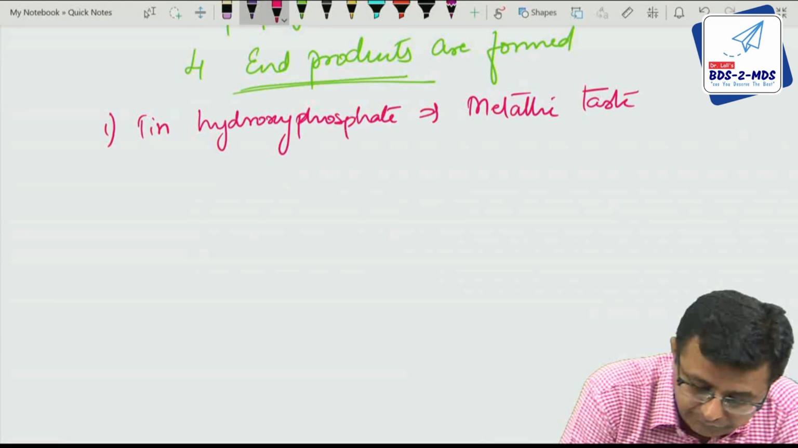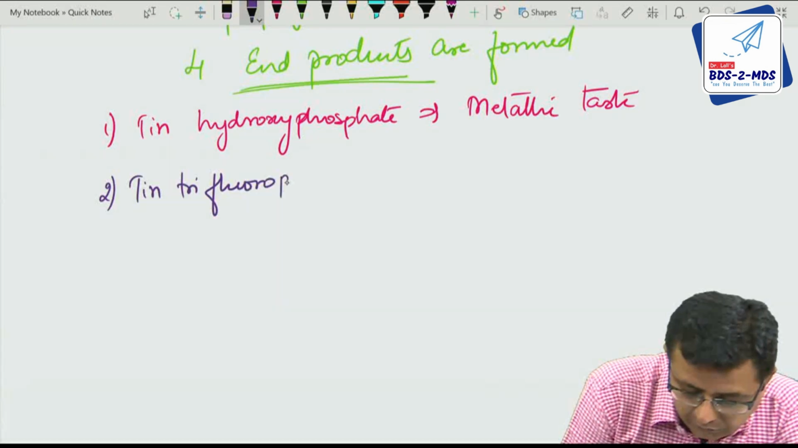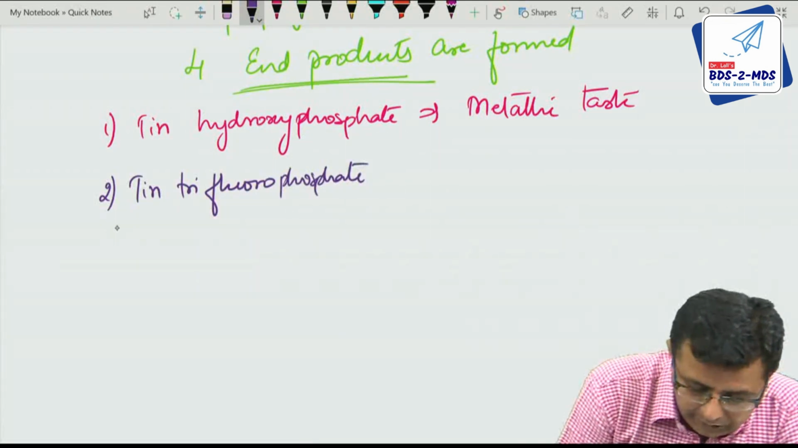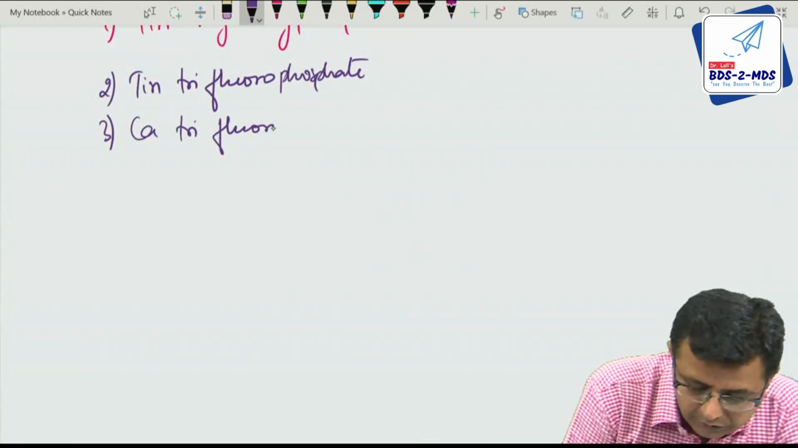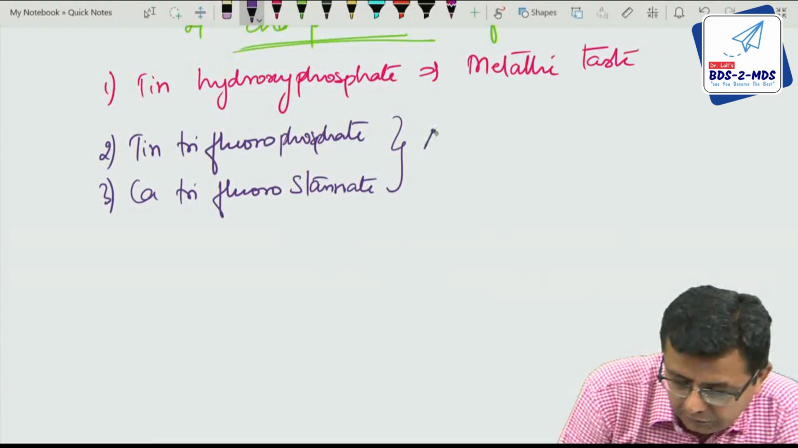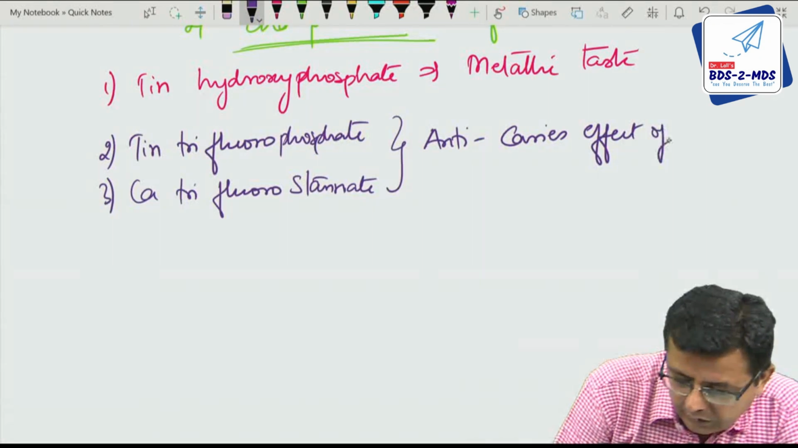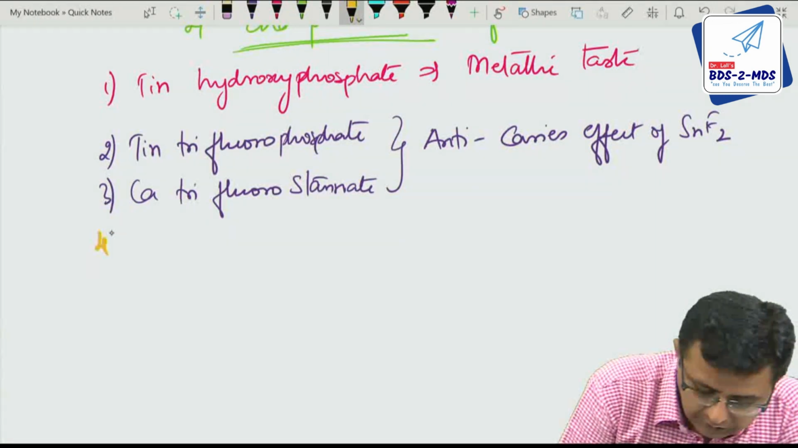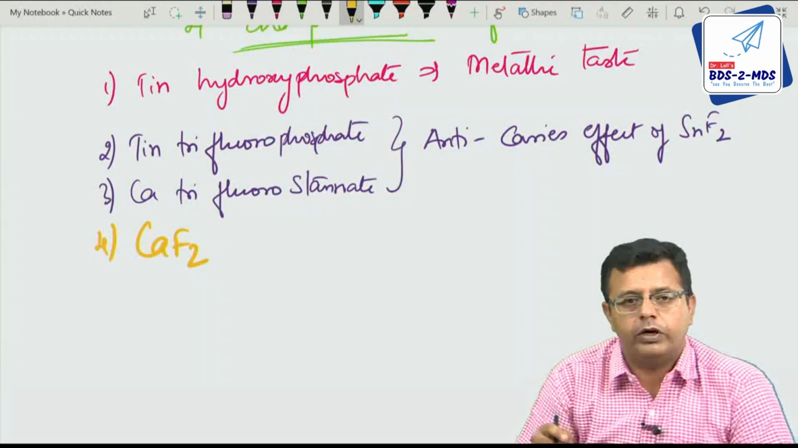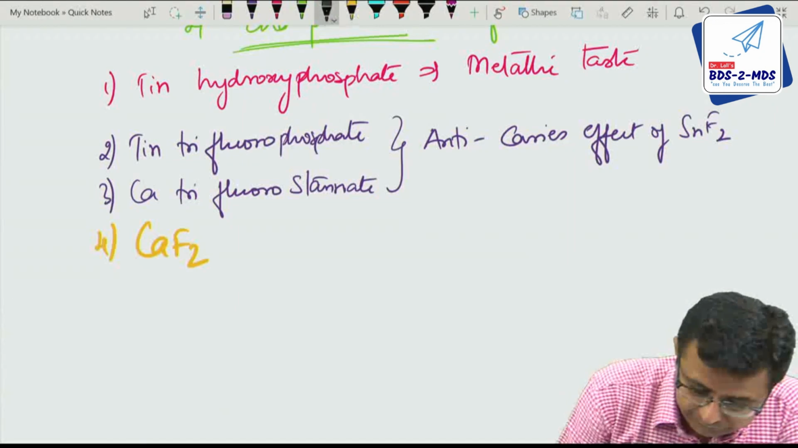The second is tin trifluorophosphate, and the third is calcium trifluorostannate. These two are responsible for the anti-caries effect of stannous fluoride. And the last one is calcium fluoride. As I've told you, with any topic of fluoride, eventually the end product is going to be calcium fluoride.